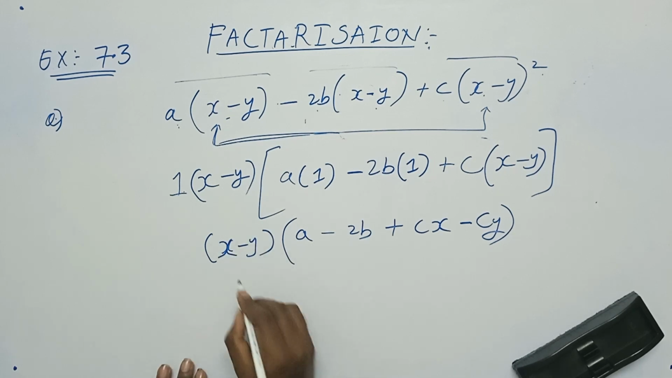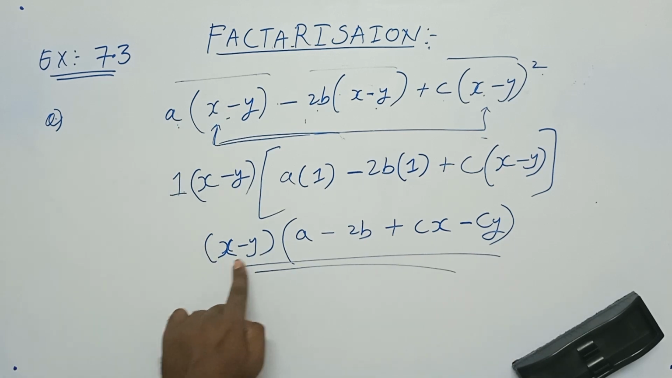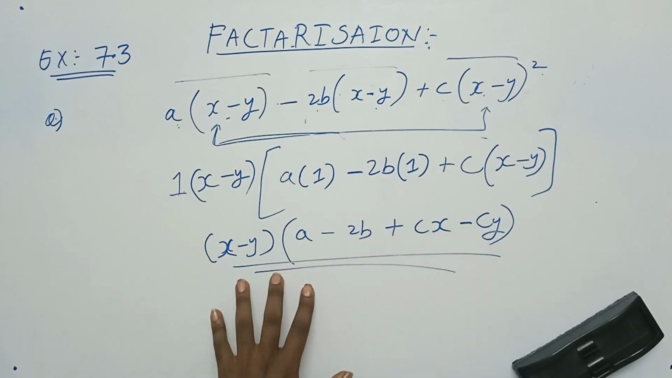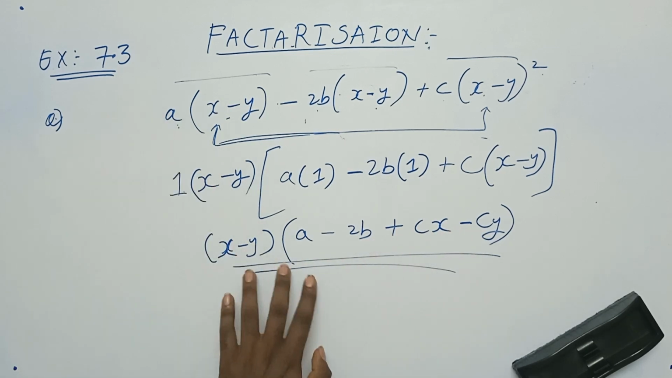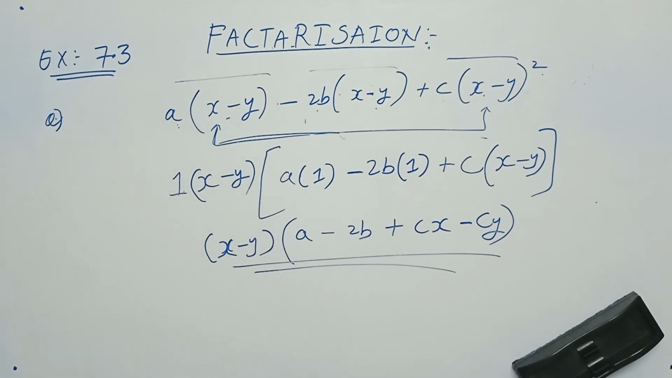So we have got the product of two factors of the given expression, which is (x minus y) into (a minus 2b plus c)(x minus y). These are the product of two expressions, the product of two factors of the given expression. So this is how we are going to solve this problem.